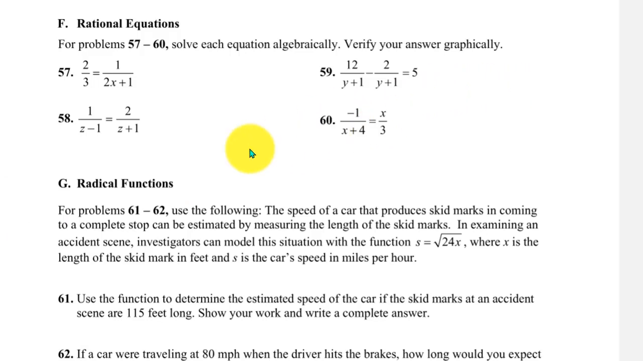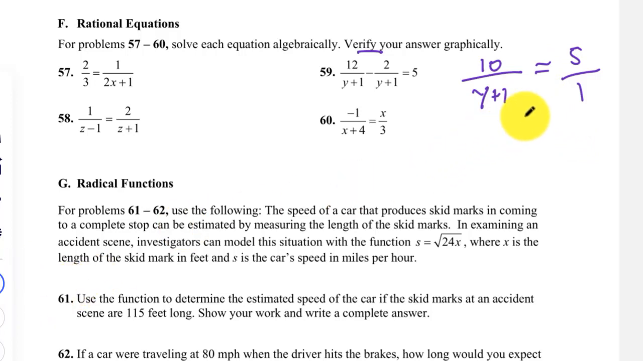When I look at number 59, you can't solve a proportion unless you have one expression on each side of the equal sign. So let's rewrite this problem. Since my denominator is the same, I can simply subtract across my numerators. So 12 minus 2 is 10 over y plus 1, and set that equal to 5, and I'll put it as 5 over 1, because 5 and 5 over 1 are the same.